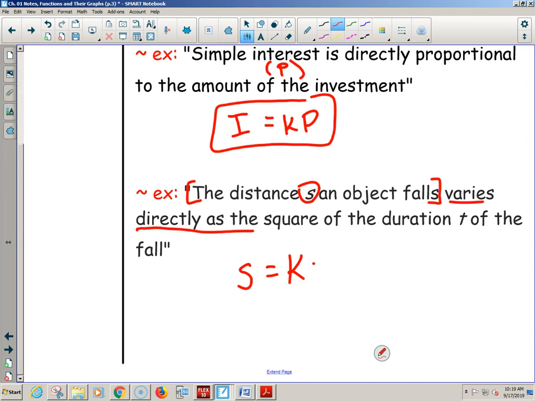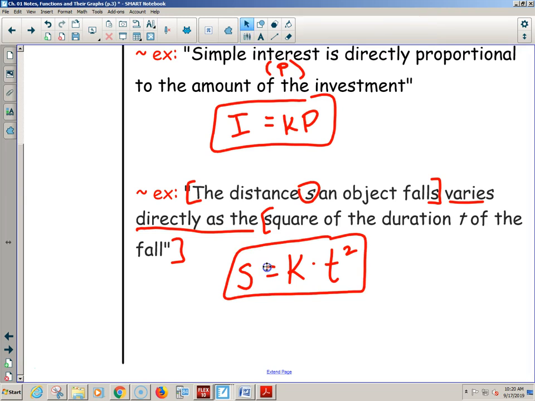because of the direct variation, and then what comes next? T. Nope. See it? Who is T? Oh, the duration of the fall, of course. Okay, cool. But there we go. With a square. But you guys get the idea, or else you wouldn't have said K times T.